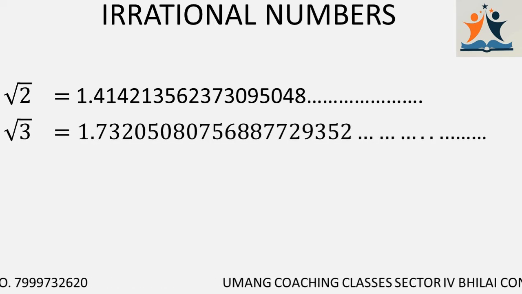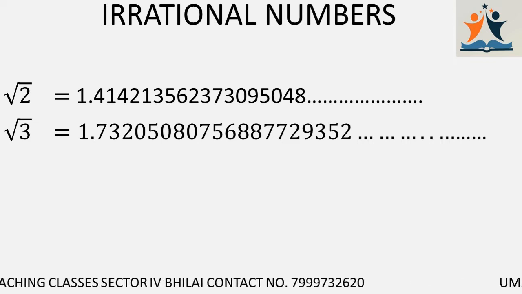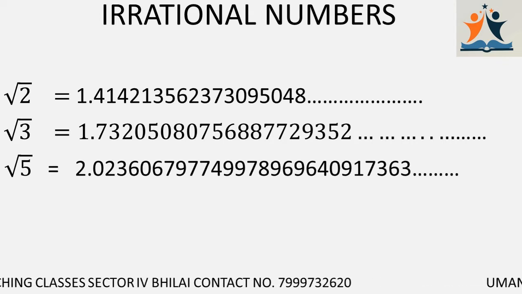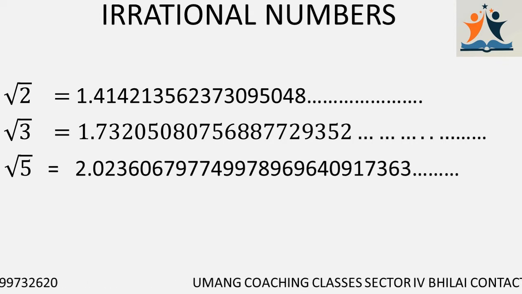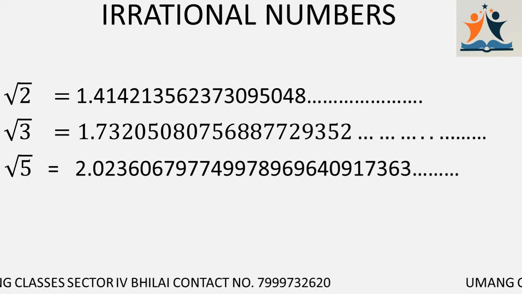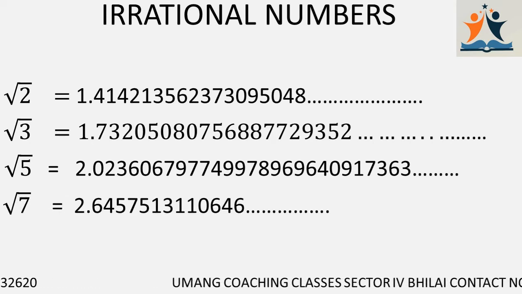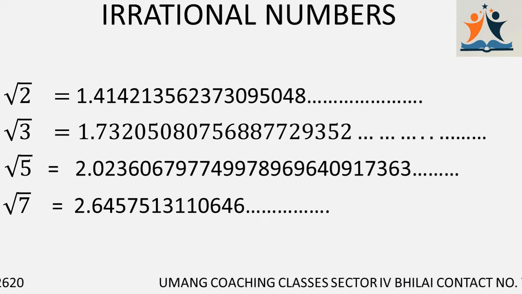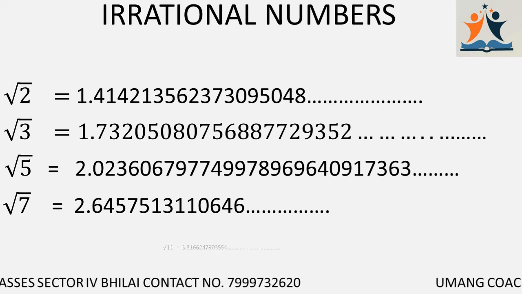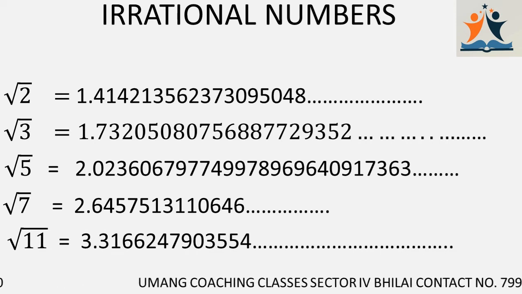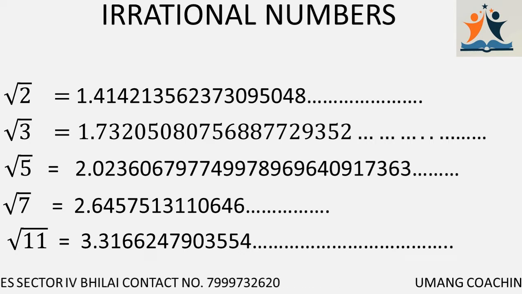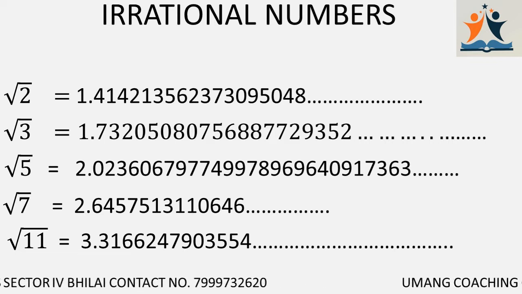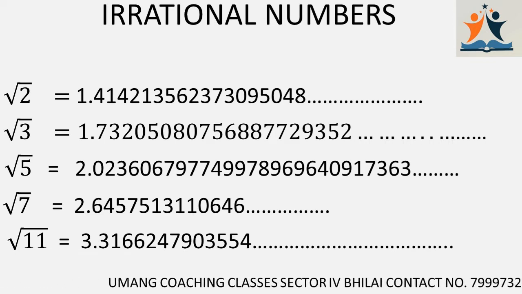Next, root 3: 1.7320508075 and so on. Is there any repetition? No. Root 5: 2.023606 and so on. Is there any repetition? No. Root 7: 2.64575131106646. Is there any repetition? No. Root 11: 3.31662479035554. Again, there is no repetition seen. So these kinds of numbers are referred to as irrational numbers.